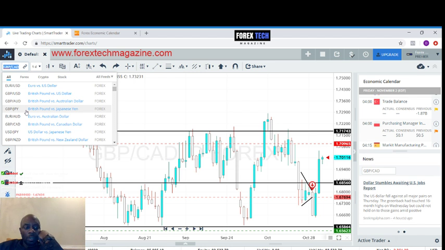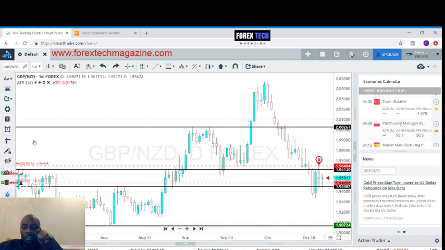What's the last one we got? Great Britain pound, New Zealand dollar. Once again, it looks like buyers came back in on all these pairs and pushed them back up. So at the moment, people seem to be favoring the Great Britain pound. Buyers are coming into the market.